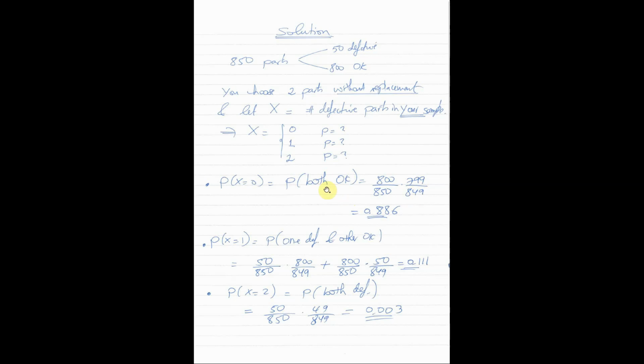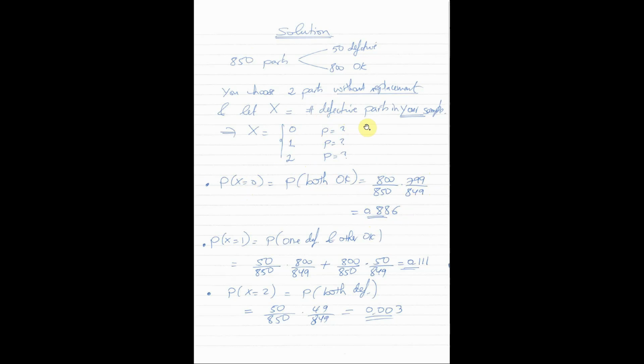If the first one is okay, it means the remaining okay ones are 799. So that's the number of chances that are available for the second choice, for the second item, and then divided by 849 because the total is also 849 once we choose the first item. It's exactly the same as in the question that we have seen in the tutorial. So 800 over 850 times 799 over 849, multiplying these numbers will give us 0.886. So 0.886 is the probability that both items that you choose are okay. Since both are okay, it means 0 are defective, and this is the probability that x equals 0.